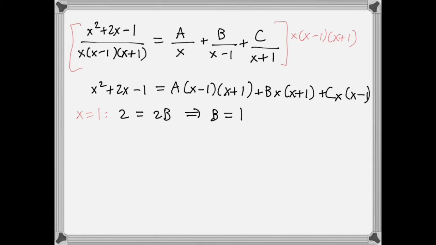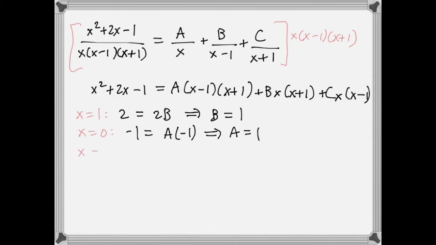Pretty simple there. So what else can I plug in for x? I can plug in x equals 0. And if I plug in a 0 on the left, I get -1. And if I plug in a 0 on the right, two terms go away. I'm left with a times -1 times +1. So a times -1. So if I divide both sides by -1, I get a equals 1.